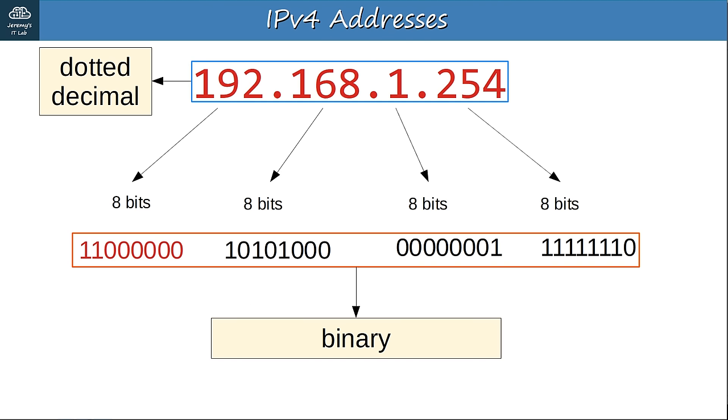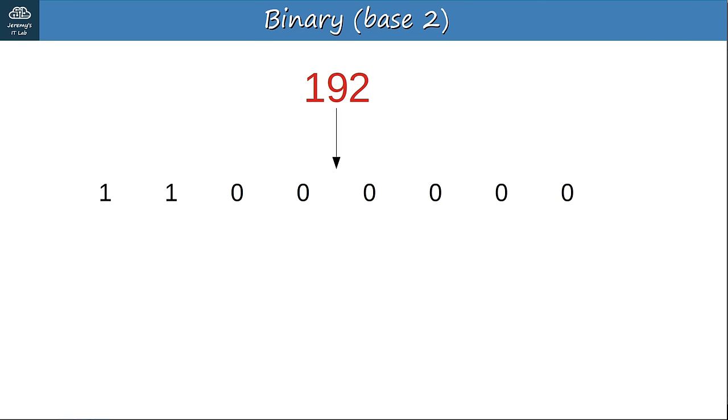So looking back at this IP address, 192.168.1.254, let's look at how each of these numbers is written in binary, starting with 192, which is 11000000. Binary is base 2, meaning each digit increases by a factor of 2, it doubles.